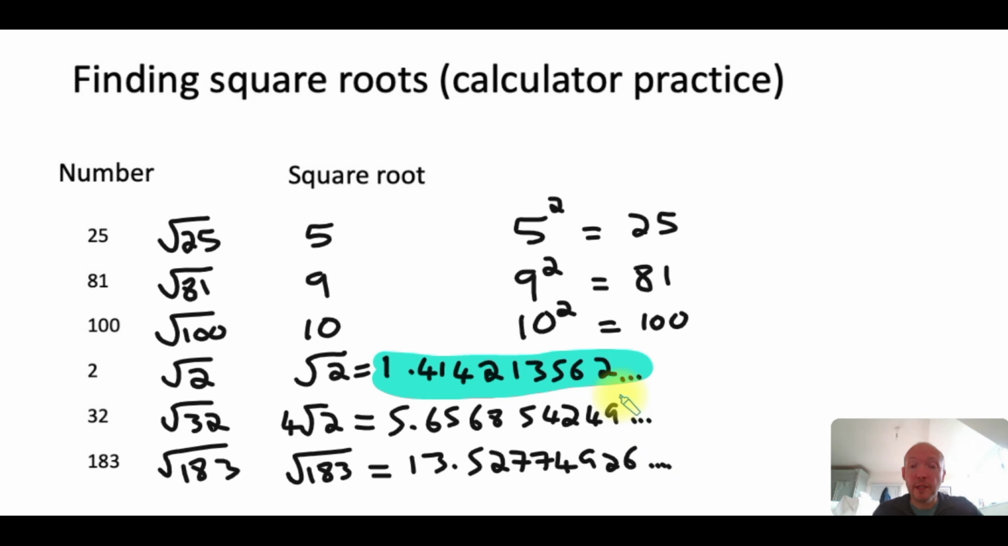Right, so square roots are sometimes nice numbers. They're sometimes integers or simple decimals. Quite often they're not. They're messy, horrible decimals like we've got here. Don't worry, just check if you get one of those on your calculator display. Check the question and see, does it tell you how to round it?